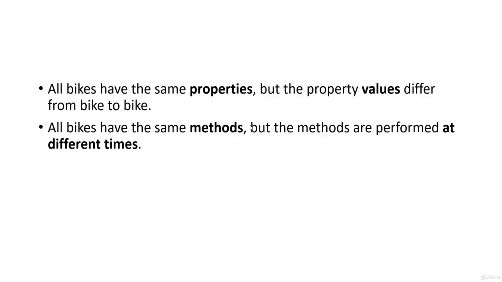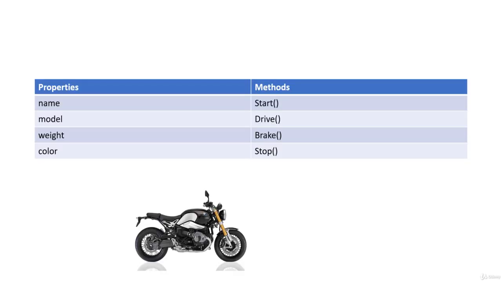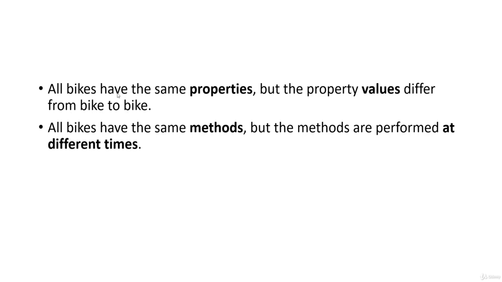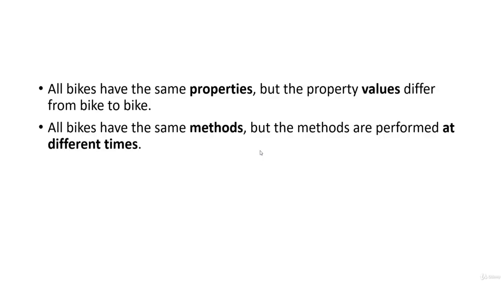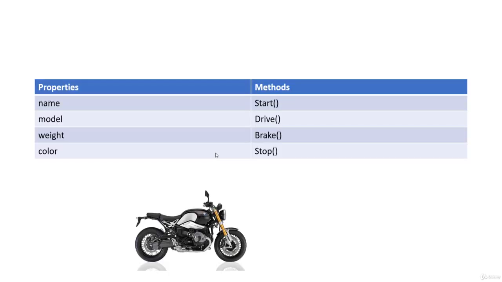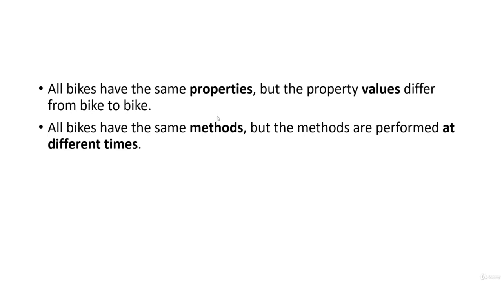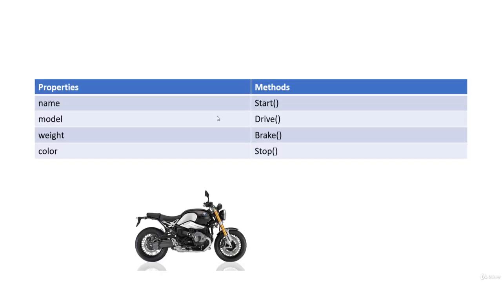So you can see over here, all bikes have the same properties, but the property values differ from bike to bike. They will have a name, model, weight, and color, but their values will be different. And all bikes have the same methods: start, drive, brake, stop, but they perform them at different times. One bike can drive, another can stop, but the methods are the same from bike to bike, and the property values will be different for different objects.